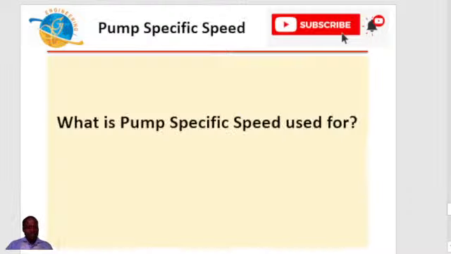Now, next is another terminology which you have to be very familiar with, the pump specific speed. There's no way you will talk about a centrifugal pumping system without mentioning some of these terminologies, and that is why I am taking my time to explain in detail what each of these terminologies is and the effects on your pump operations.